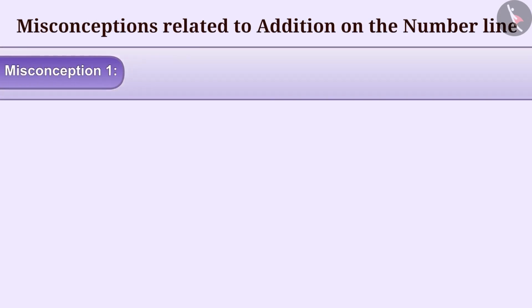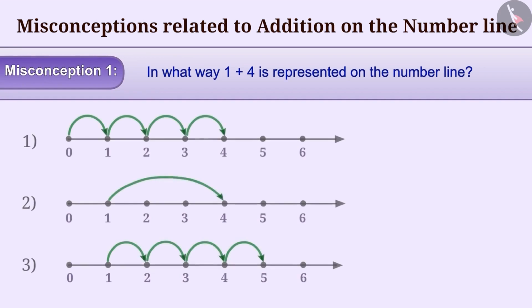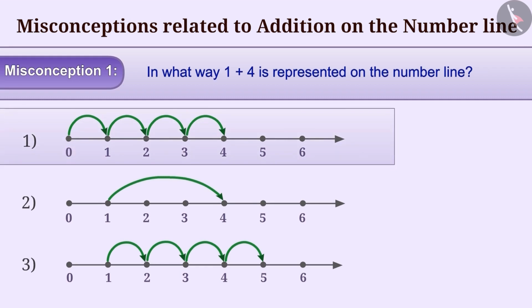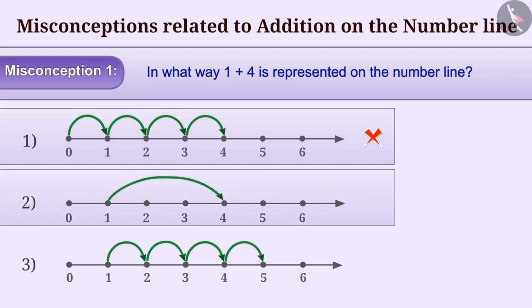Misconception 1. In what way is 1 plus 4 represented on the number line? While representing the addition of whole numbers on the number line, counting often starts from 0. This is a misunderstanding. With this understanding, incorrect answer option 1 is chosen. Similarly, representing the sum of 1 and 4 by drawing arrows between 1 and 4 is also a misunderstanding.